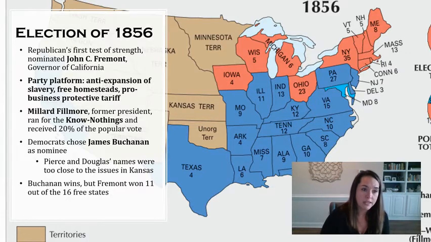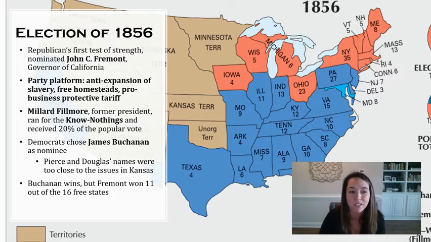So the presidential election of 1856 is the first test for the Republican Party. They nominate John C. Fremont of California, who played an important role in the Mexican-American War. We talked about their party platform already a little bit. Millard Fillmore, a former president, is going to run with the Know Nothings. They're going to receive 20% of the popular vote. Not going to do too well with the electoral, but still, they're pulling a lot of people away from the Republican Party. And then you have James Buchanan, another president that is going to be considered probably one of the worst.